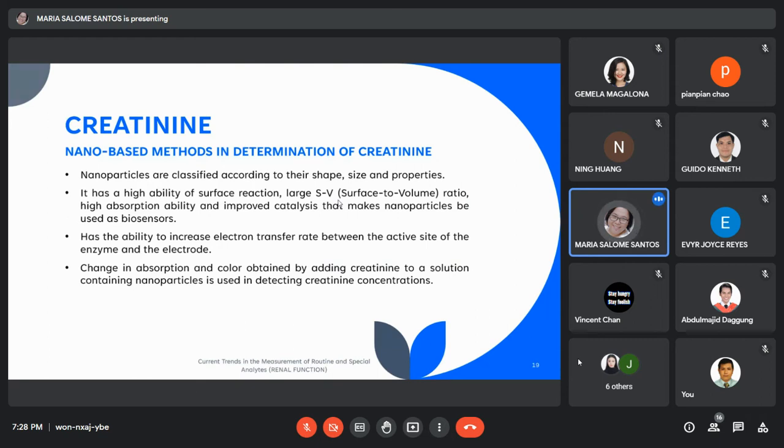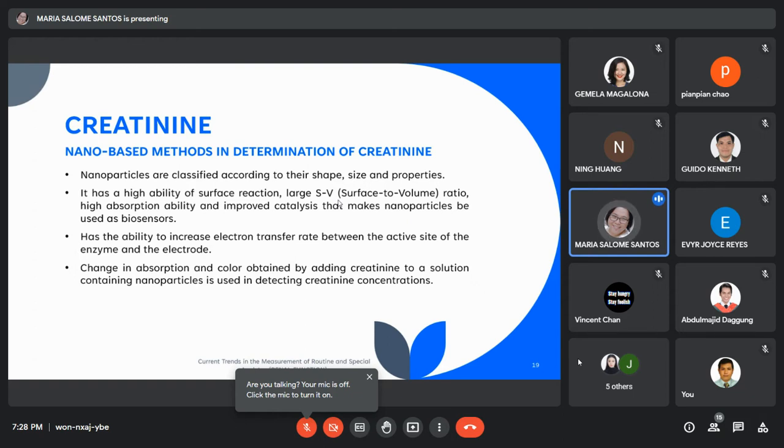Next is the nanobase methods in determination of creatinine. Along with the development of nanotechnology and the creation of nanoscale materials, various biosensors are also designed and developed. So, nanoparticles are classified according to their shape, size, and properties. It has a high ability of surface reaction, large surface to volume ratio, high absorption ability, and improved catalysis that makes nanoparticles be used as biosensors.